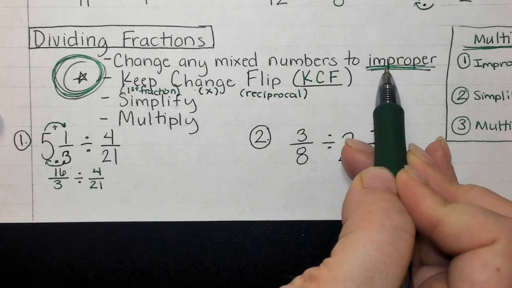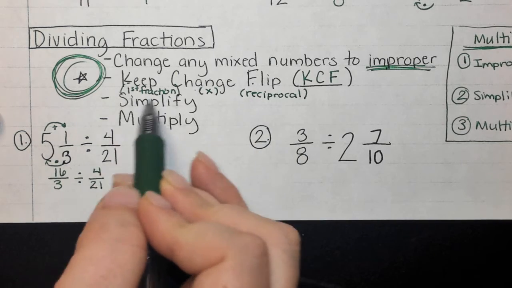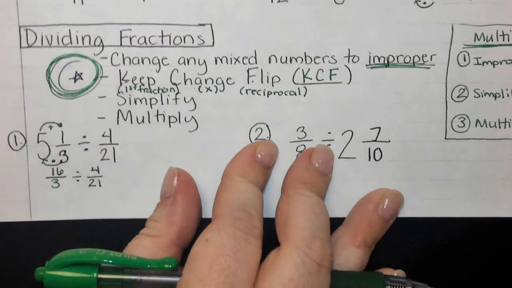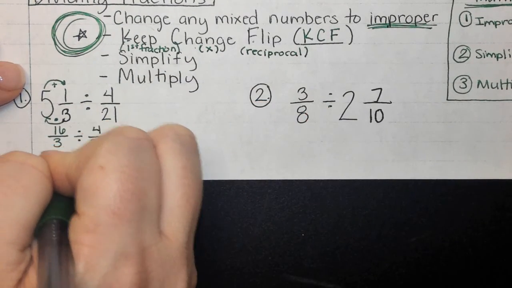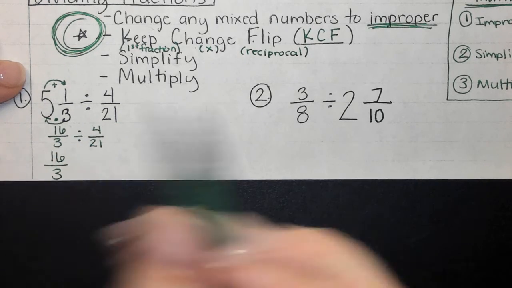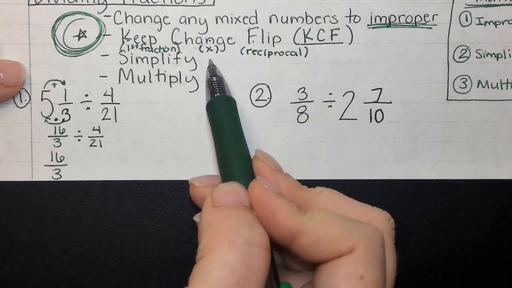Okay? So now we've made them all improper. So are we good? Okay, so now we're ready to keep, change, flip. So keep means the first fraction, right? So 16 over 3, what am I going to do to it? Keep it. So are we going to do anything? No, so it's just 16 over 3. Change. What am I changing? Peyton?